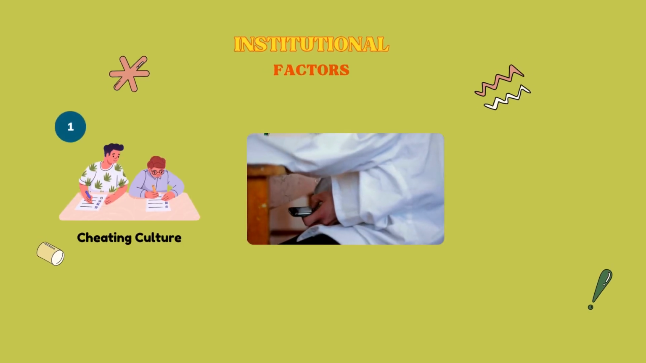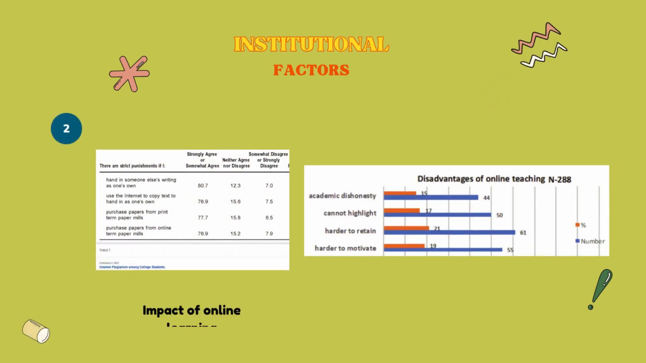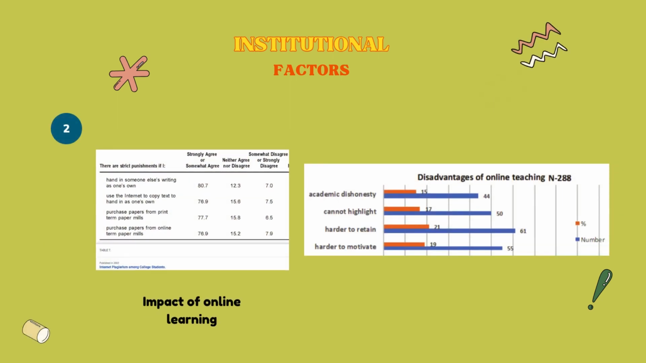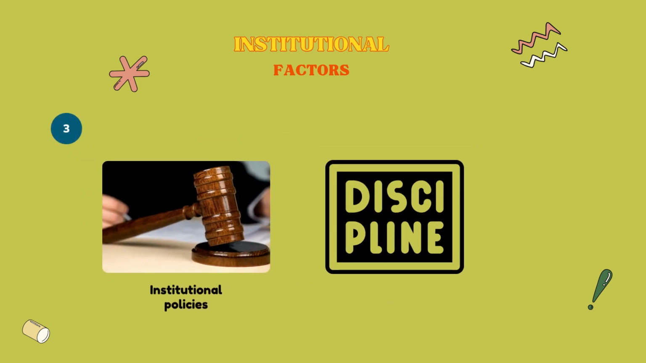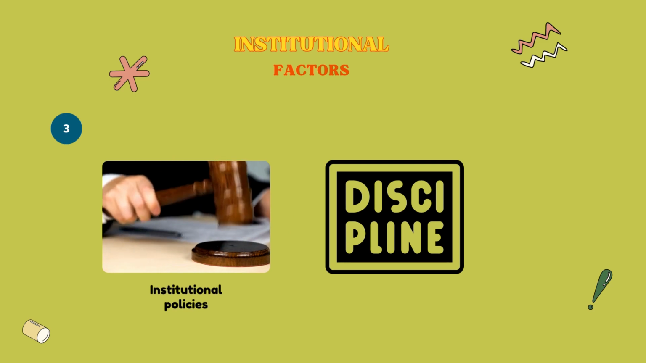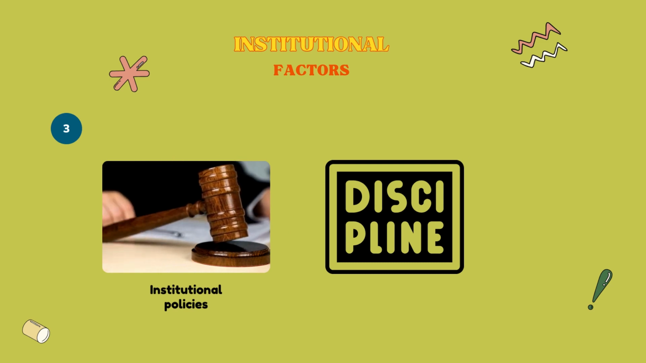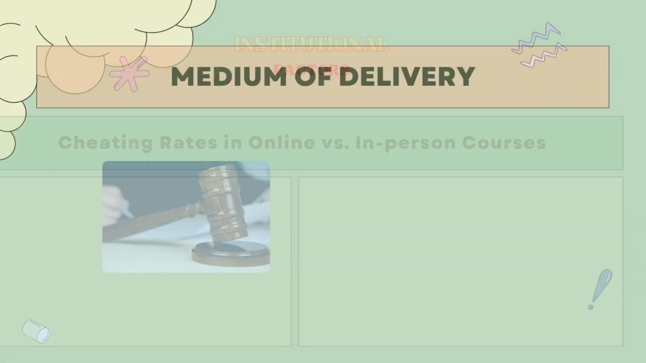For institutional factors, it has cheating culture, which is students might think cheating is okay and even believe it is necessary to do well. Next, impact of online learning. We can see the increase in academic dishonesty based on the diagram given. And lastly, for institutional policies, some of it may be too lax with insufficient sanction and penalization of academic dishonesty.